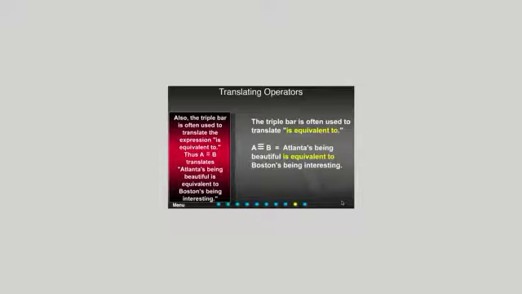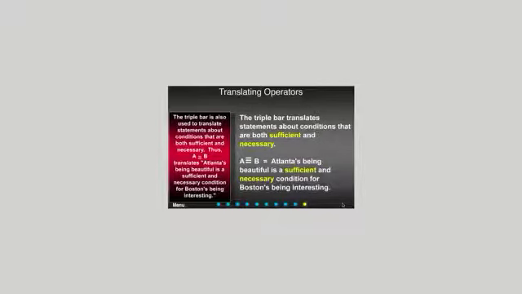The triple bar is often used to translate "is equivalent to." Atlanta's being beautiful is equivalent to Boston's being interesting, but that's not the point. We're going to be testing for validity, and we're only looking at this point to symbolize them, whatever you think of the relationship between Atlanta and Boston. Atlanta's being beautiful is a sufficient and necessary condition for Boston being interesting. That's what the triple bar means. That is, Atlanta's being beautiful is a sufficient condition. You certainly need it, but it's also necessary. It's all you need.